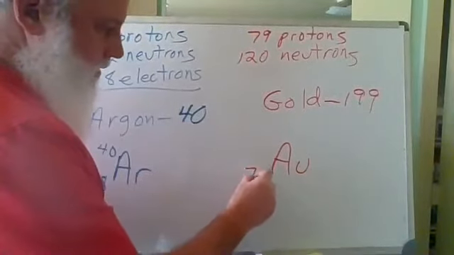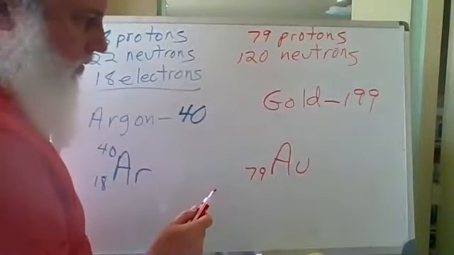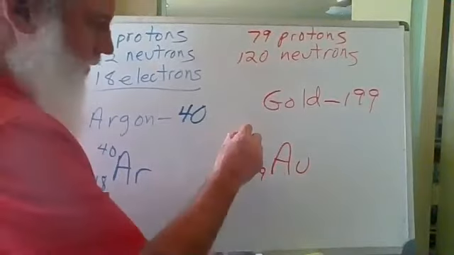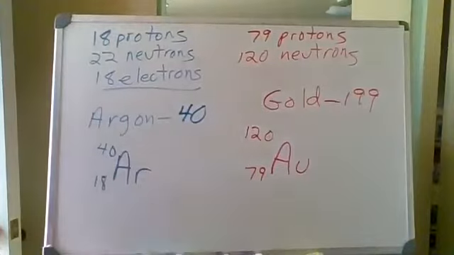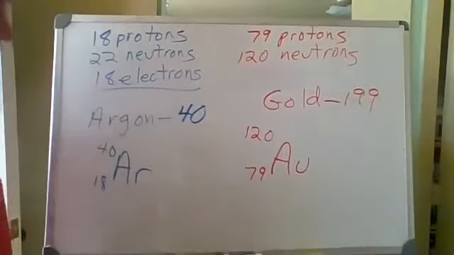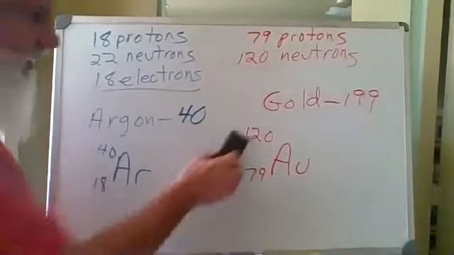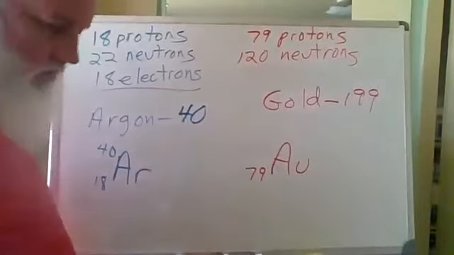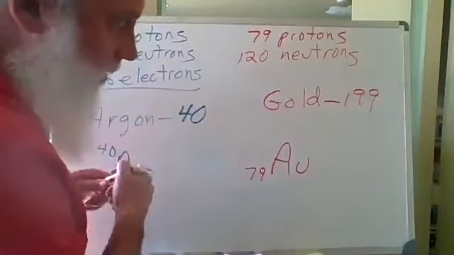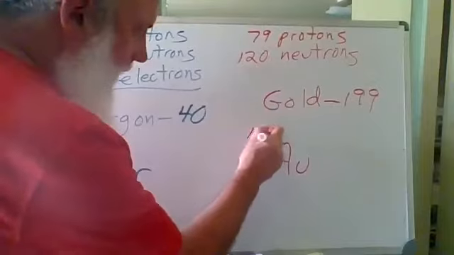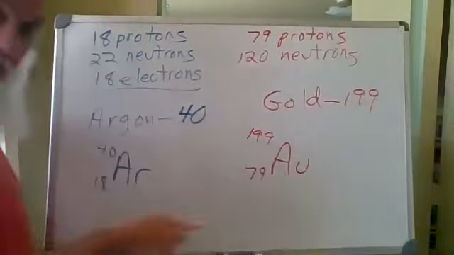And down below? 79. 79 and 120. Okay? So, how something come- oh, wait, it's not 120. It's 199. Yeah, it's not 120. What is it? 199. Okay, so do we have any questions?